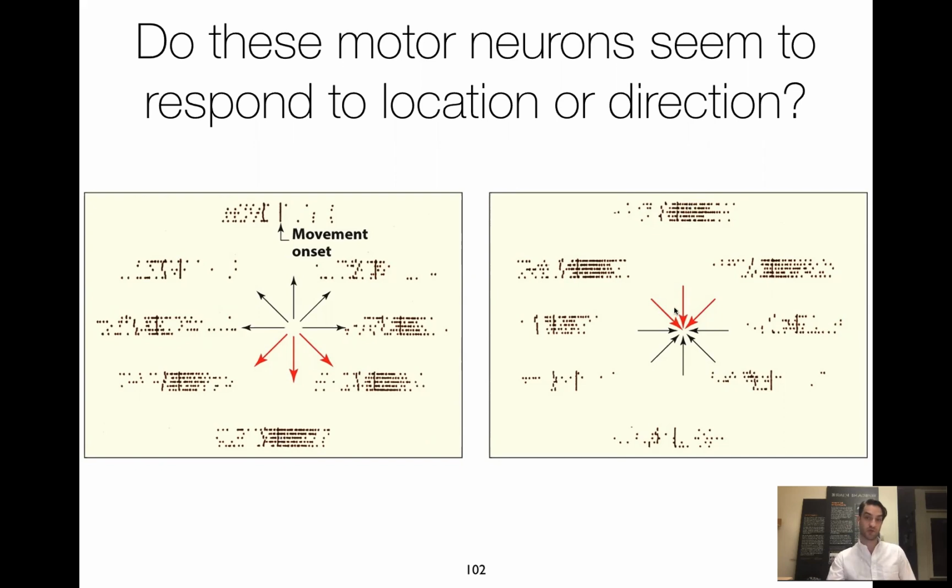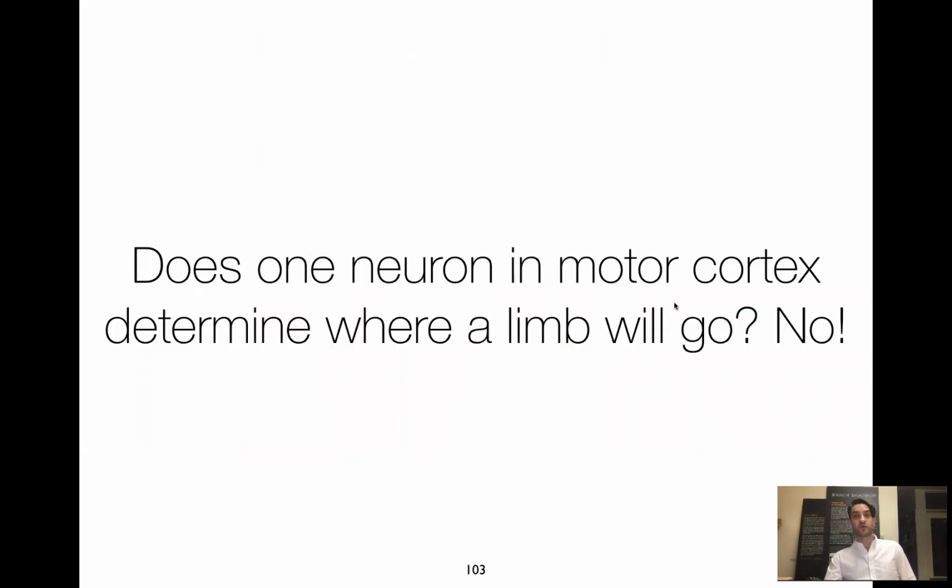So a natural question to wonder is, well, does one neuron in motor cortex determine where a limb will go? Is it really just one neuron or maybe 2 or 3 neurons that are firing? No, it's actually a really complicated combination of a bunch of neurons firing simultaneously that will determine where the limb goes.